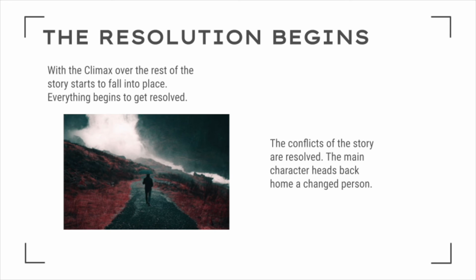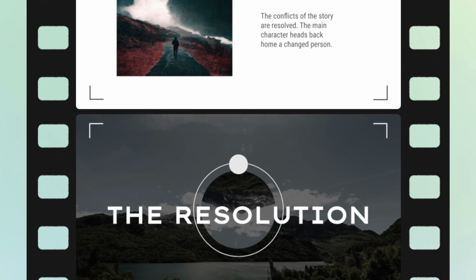With the climax over, the rest of the story starts to fall into place. Everything begins to get resolved, loose ends get tied up. The conflicts of the story are resolved. The main character heads back home, a changed person. It's important to note that even though on Freytag's pyramid the falling action looks about the same length as the rising action in the exposition, it's really a short piece of the story. It's much shorter because you're just wrapping the story up to get to the resolution, the true ending.